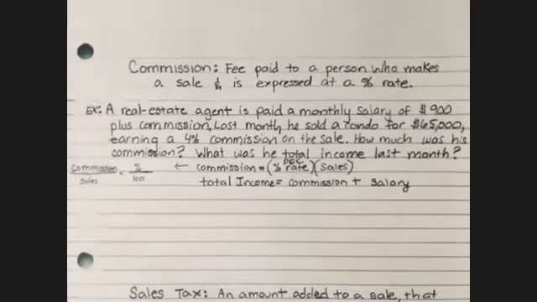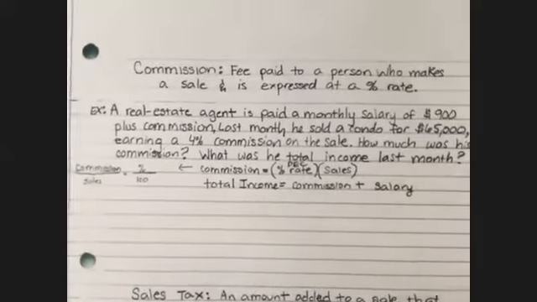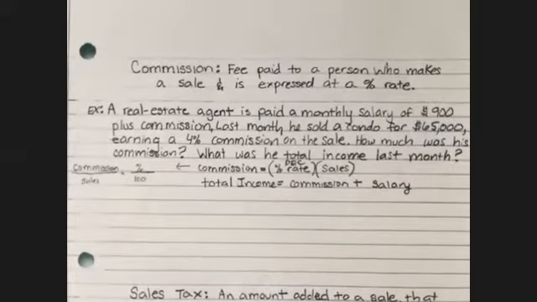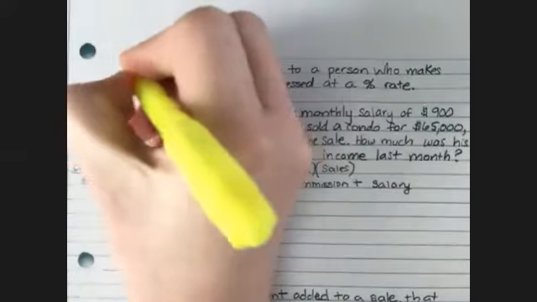So today we're going to look at commission, sales tax, and profit. Commission is a fee that is paid to someone who makes a sale, and it is usually expressed in a rate. So if you are selling homes, maybe a real estate agent, and you earn 5% on the home from helping the seller make the sale.